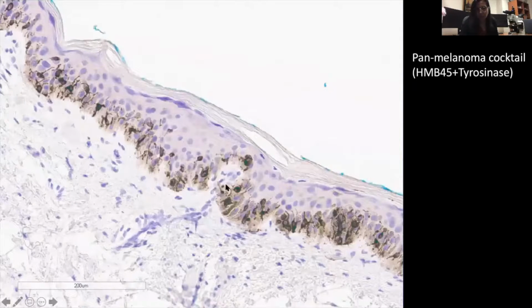You see there are some of the cells staining with that. Also, you see these dendritic cells are positive. So based on that, are we going to call this melanoma in situ or not?